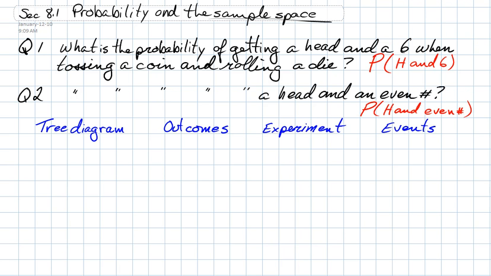In order to calculate these probabilities, we're going to use tree diagrams to list all the possible outcomes for the experiment of tossing the coin and rolling the die, and to determine the probability of each of the two events. The event of getting heads and 6, or the event of getting heads and an even number.